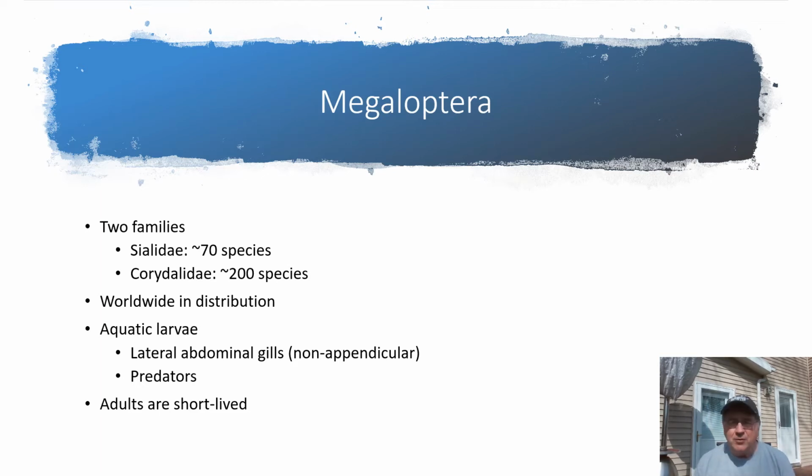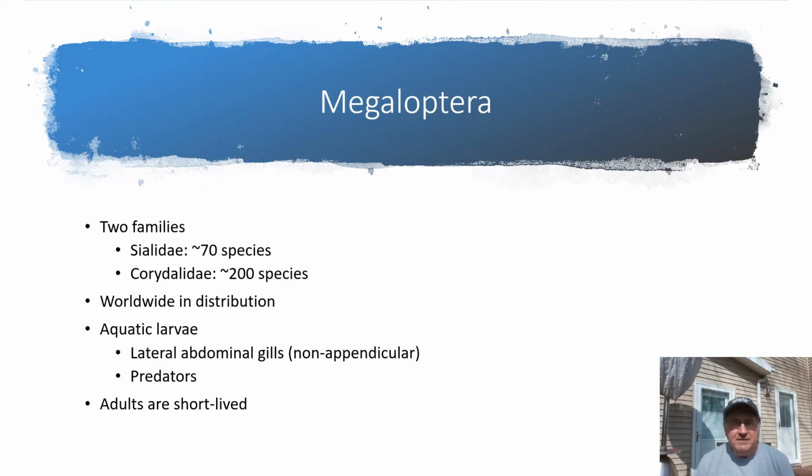Like the Raphidioptera, there are only two families recognized in Megaloptera. These families are the Corydalidae and the Sialidae. The Sialids, which go by the common name of alderflies, is the less species-rich of the two. There's about 70 species or so in there, but they can be very common, and very obvious. The Corydalidae have a good number more species, 200 species or so. Both of these are local taxa that you can find here quite easily, and they're worldwide in distribution.